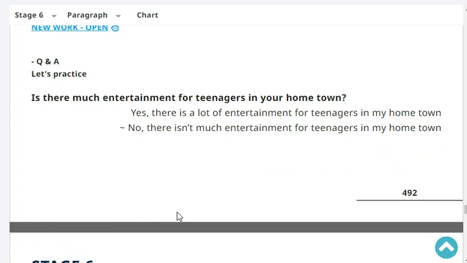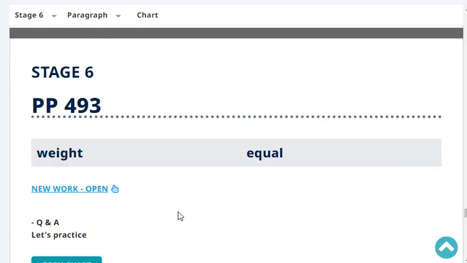Is there much entertainment for teenagers in your hometown? Yes or no? Yes, there is a lot of entertainment for teenagers in my hometown. Very good.